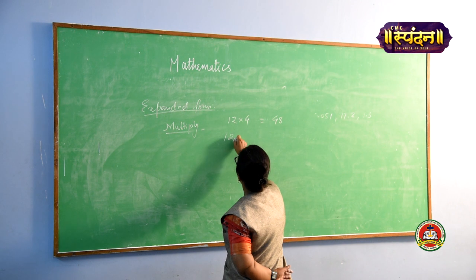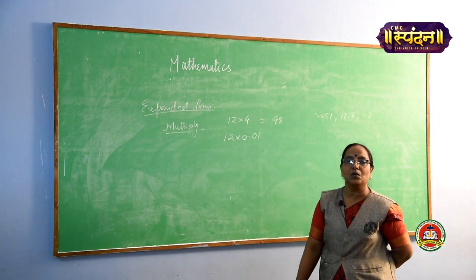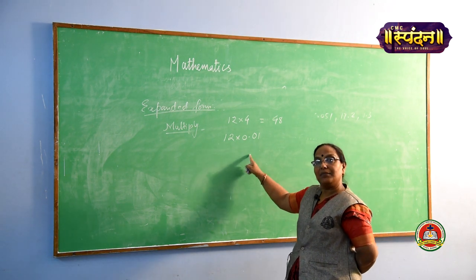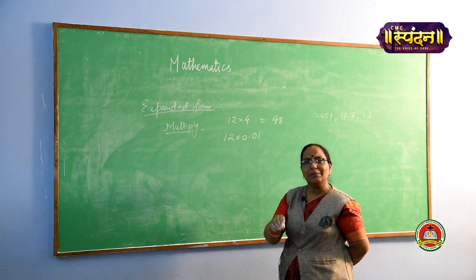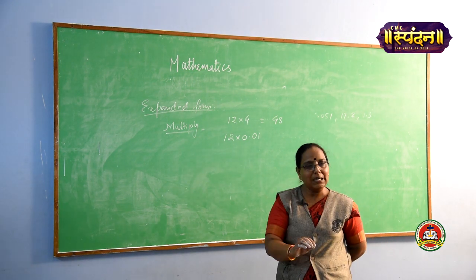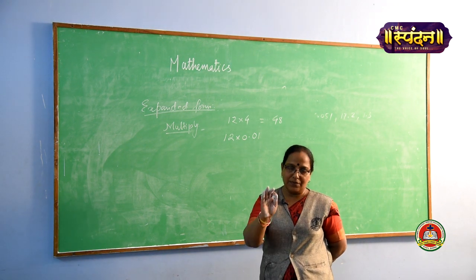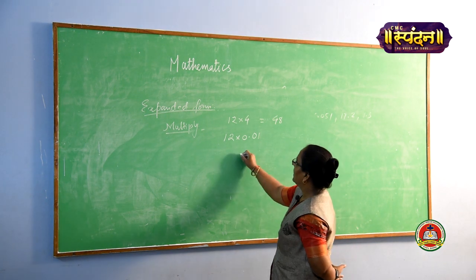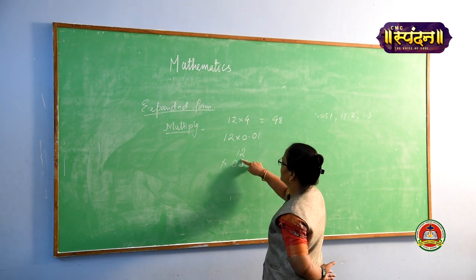Suppose 12 multiplied by 0.01, multiply these two, whole number multiplied with decimal number. When you multiply, the first step is to multiply traditionally, that means simple multiplication, do it. First you ignore the decimal while you are multiplying the numbers. That time you have to write in this way. Should I write in this way?